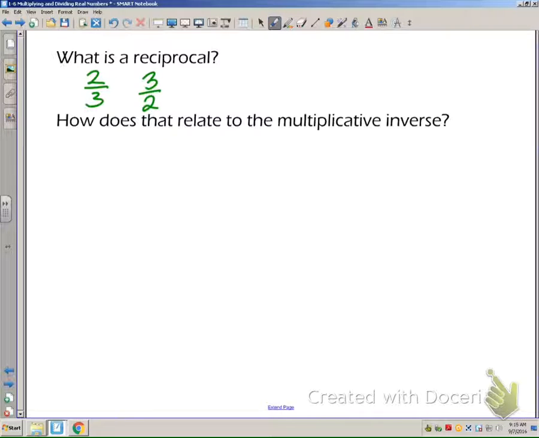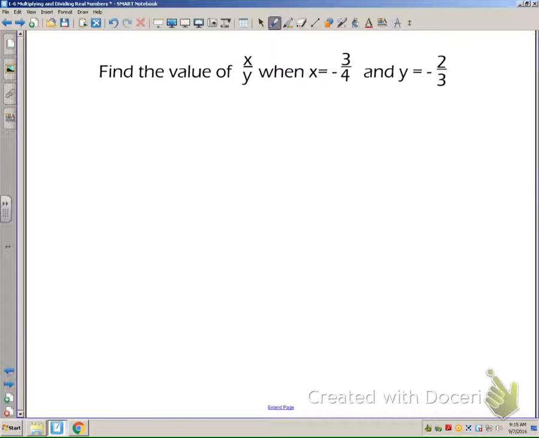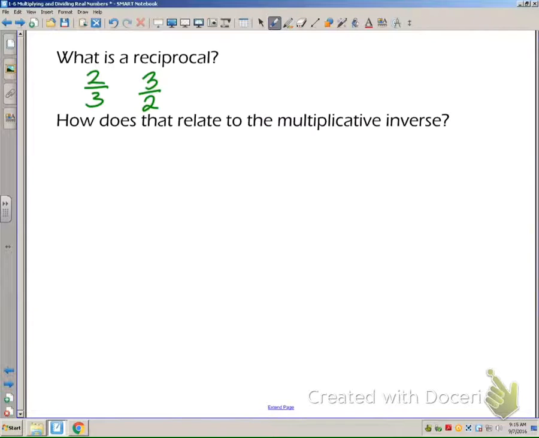So there's a rule that works for dividing fractions. Let me go back here real quick. Let's look at some real number examples. Let's say I have 2/3, like I gave up here, and I multiply it by 3/2. Once again, I get 6 over 6, which is 1.